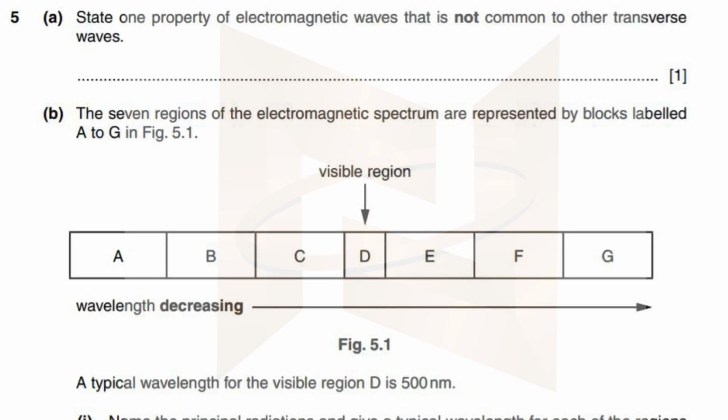State one property of electromagnetic waves that is not common to other transverse waves. Well, they just have one property, and that is electromagnetic waves can actually travel through vacuum or space, which other transverse waves cannot.